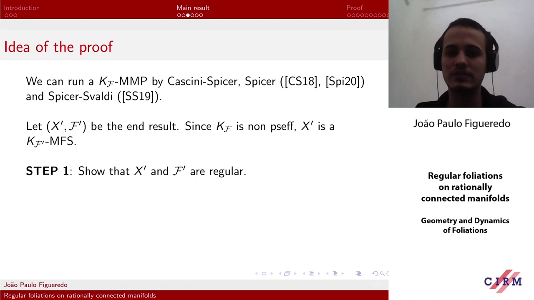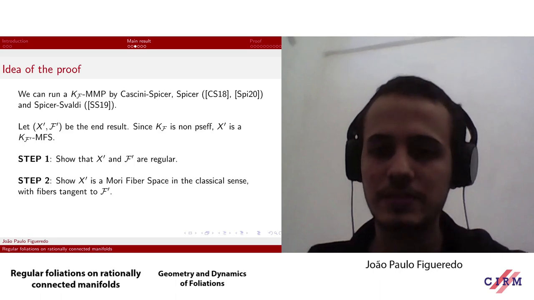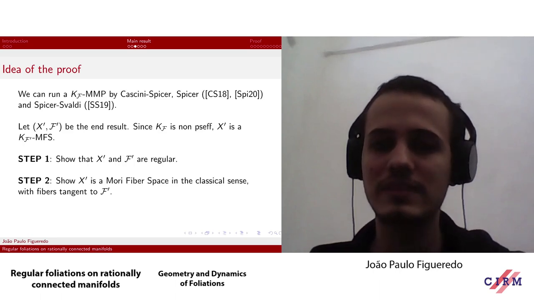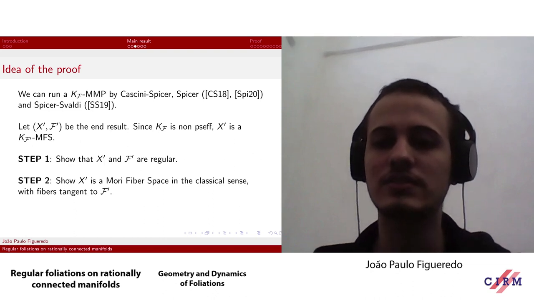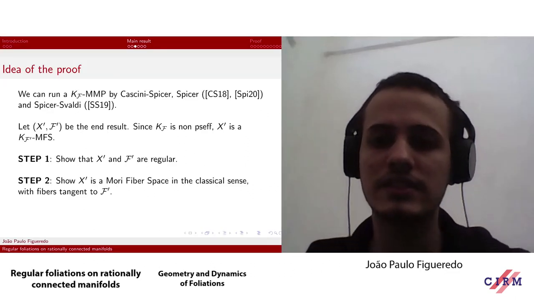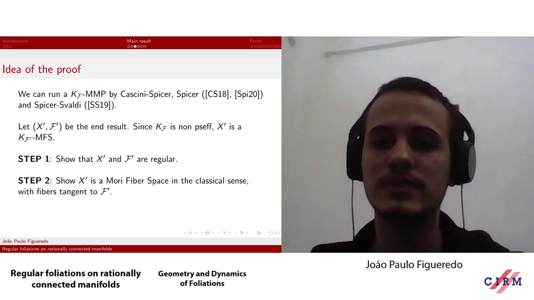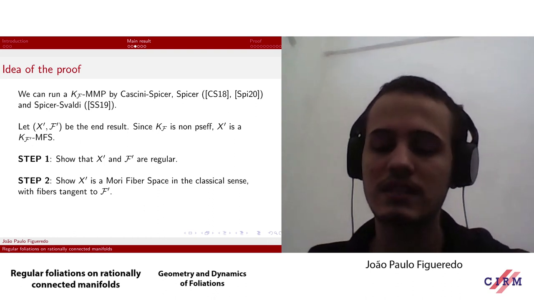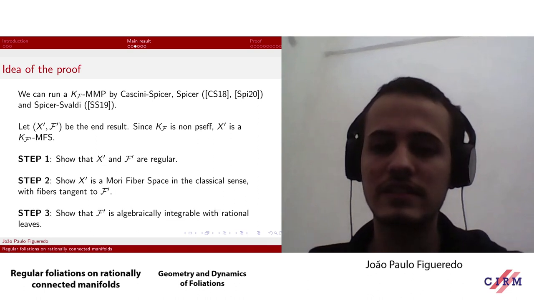As you may know, when you run the minimal model program, usually the end result is singular, although you have mild singularities. So in this case, the foliation will be regular on X prime as well. Step two is to show that X prime is moreover a Mori fiber space in the classical sense. In other words, the general fiber is a Fano manifold, and the fibers are tangent to the transformed foliation, F prime.